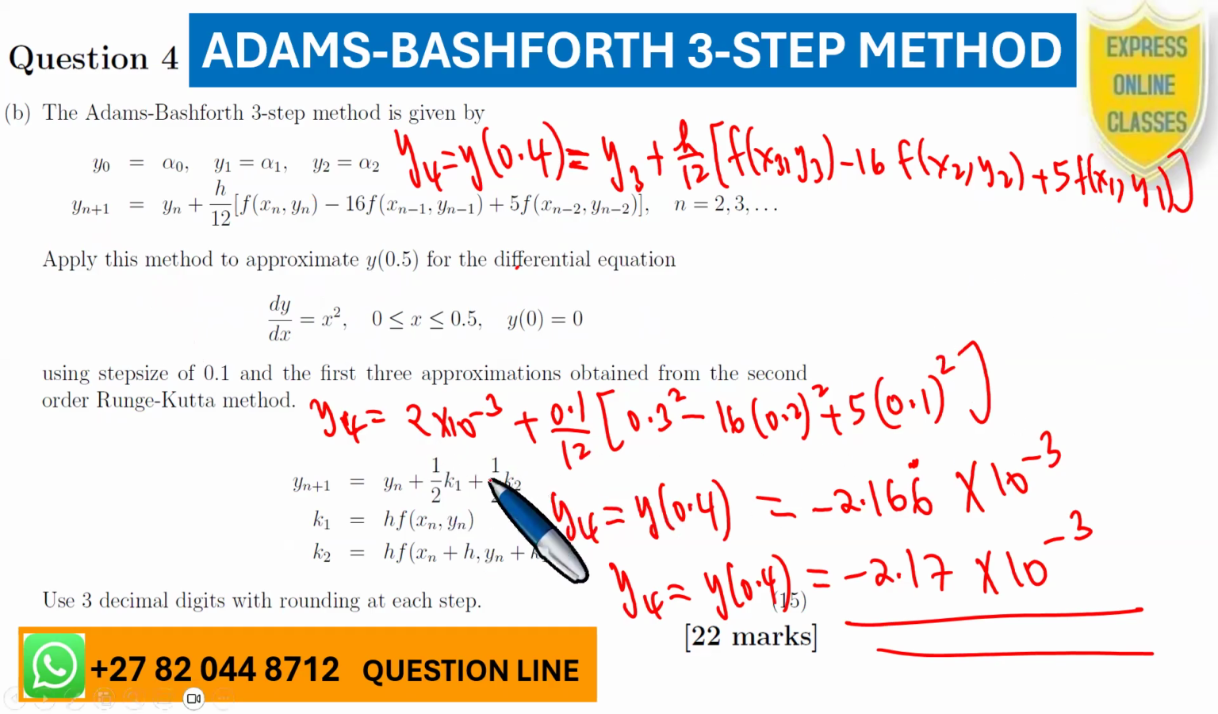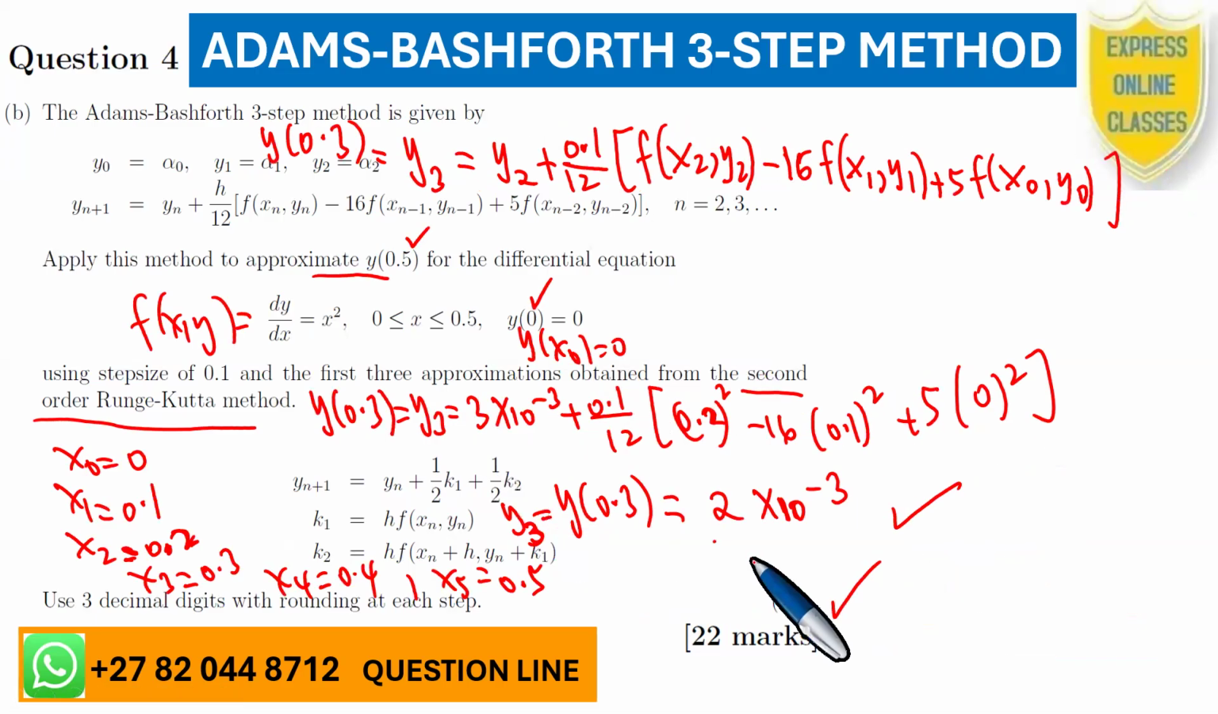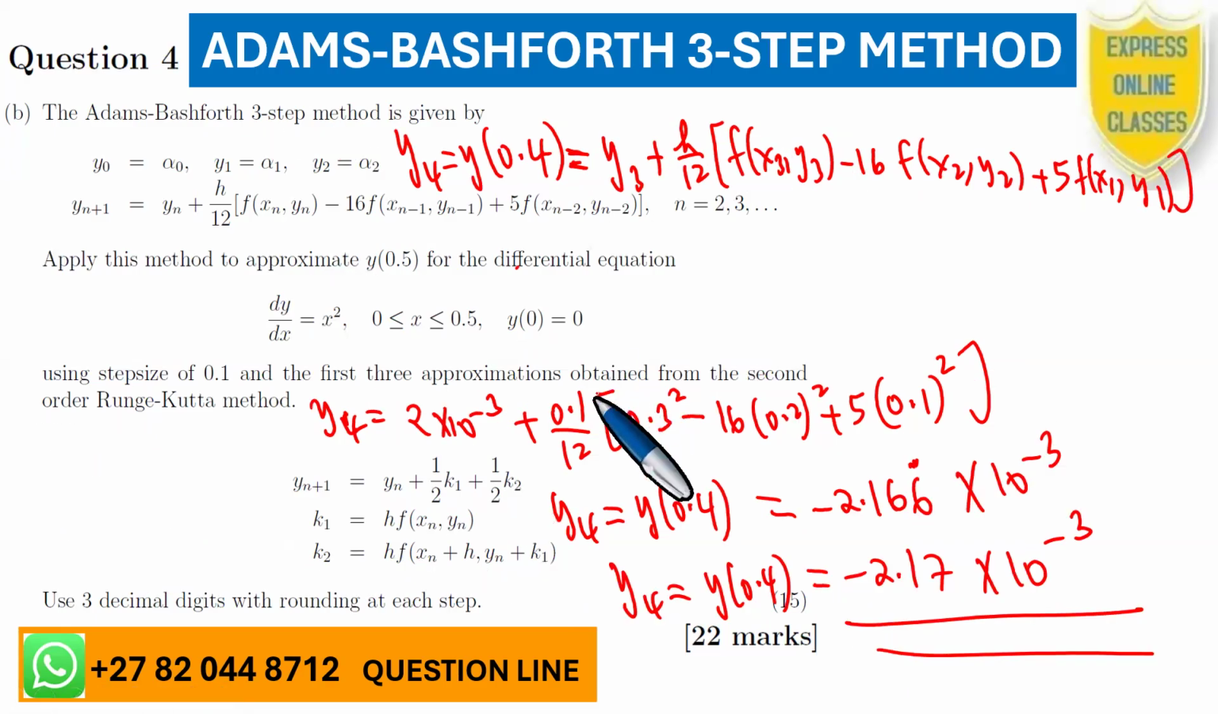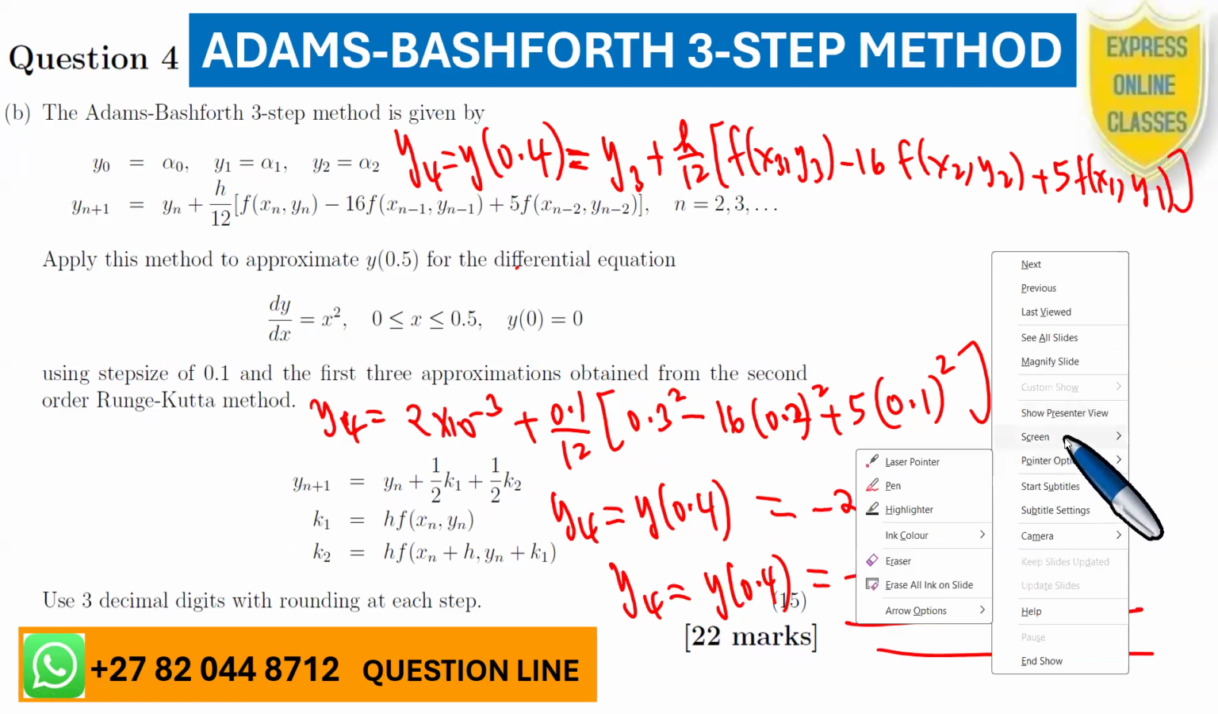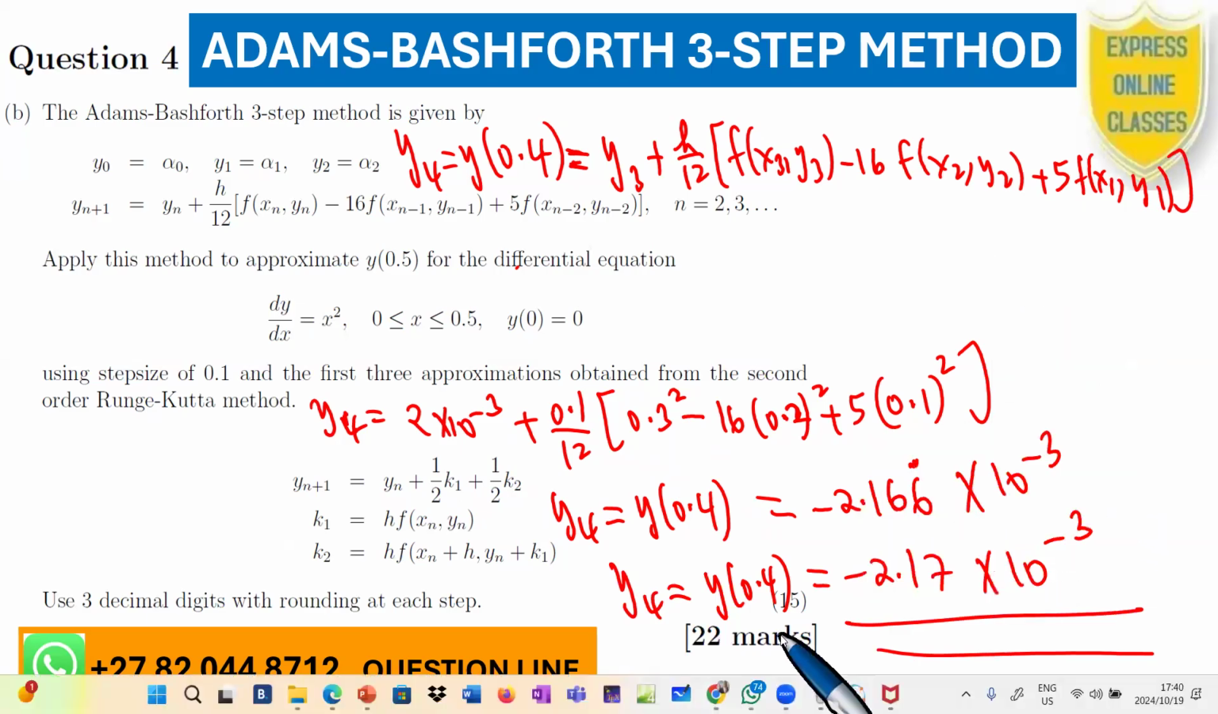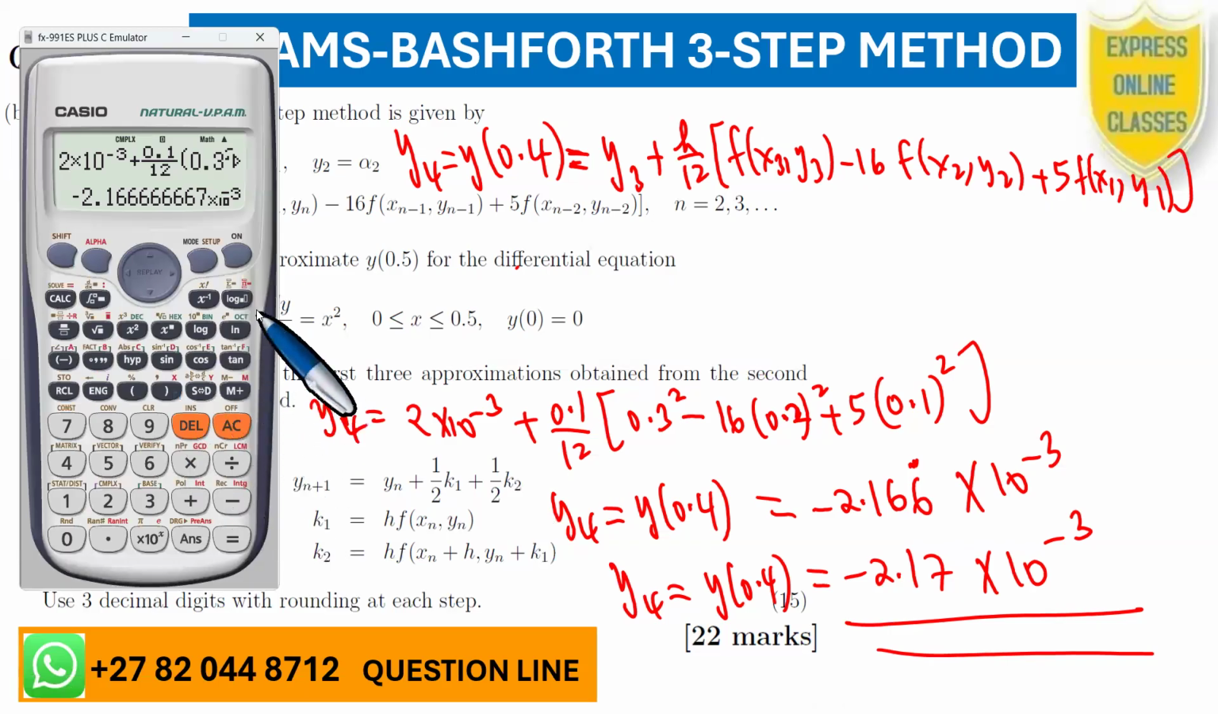When you come to this point, we have our y3. We got that y3 was 2 times 10 to the minus 3, which is plus 0.1 divided by 12, 0.3 squared minus 16 times 0.2 squared plus 5 times 0.1. So now let us check with the calculator once more.